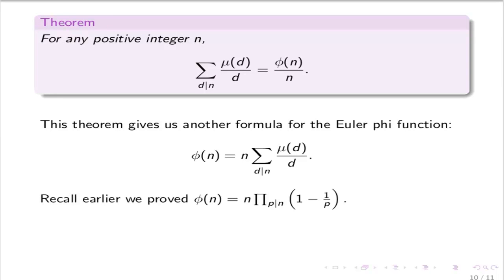In the next theorem, I'm going to show you how the Mobius function comes into relationship with the Euler-Phi function. So I have a theorem that says for any positive number n, the sum over the divisors of n of mu of d divided by d is the Euler-Phi function of n divided by n. And so note, this theorem gives us another formula for the Euler-Phi function. So I just move the n over to the left-hand side here, and I get phi of n equals n times the sum over the divisors of n of mu of d over d. Now you'll recall we had this product formula for the Euler-Phi function before. It said phi of n is n times the product over the prime divisors of n of 1 minus 1 over p. And so that's saying that this part right here should be matching that part. And let's see if we can see why that's reasonable.